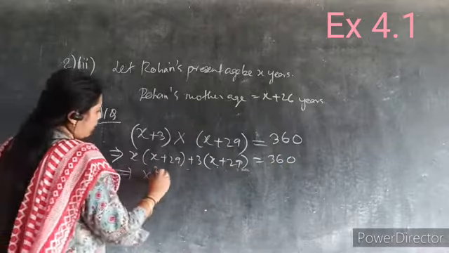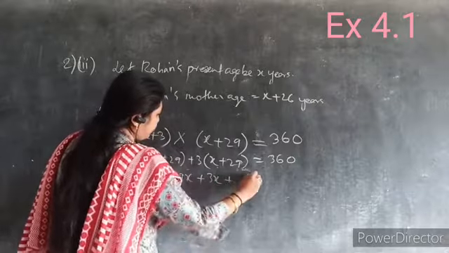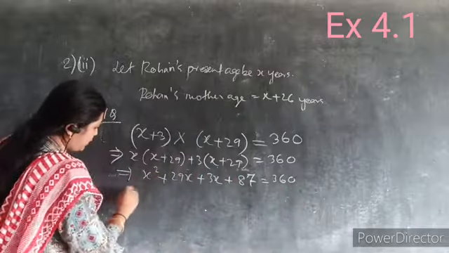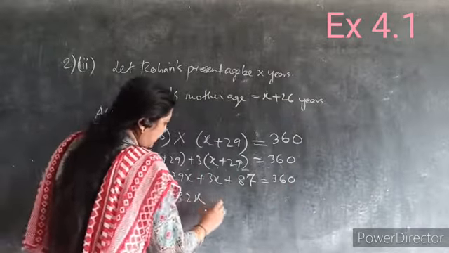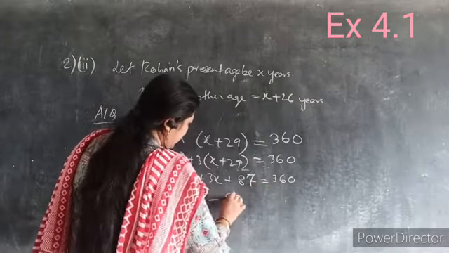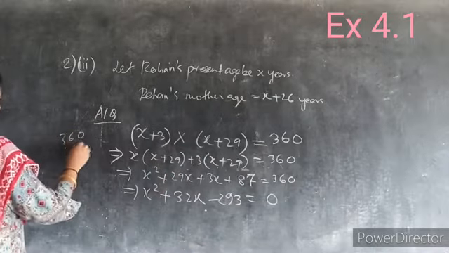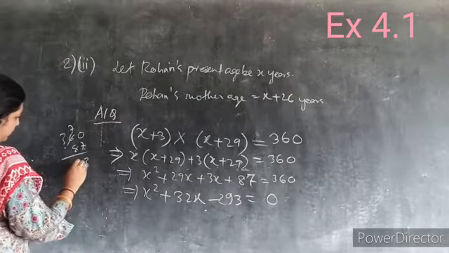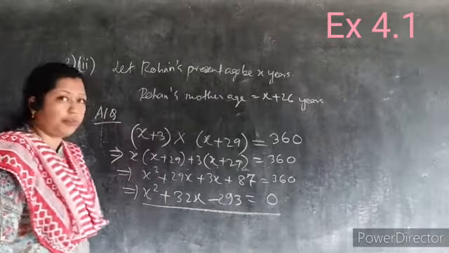So x square plus 29x plus 3x plus 87 equal to 360. So let us bring all the values here. So you will be getting x square plus 32x minus 3 here... equal to 0. Okay, so this is the required equation of your question.